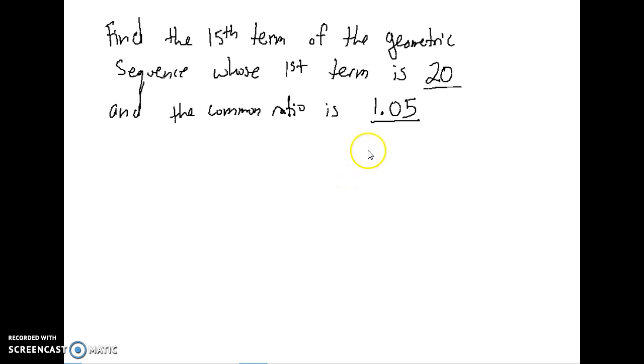So there are two ways that we could go about doing this. We can either say, here's 20, there's my first term. I need to find my second term, my third term, my fourth term, my fifth term, dot, dot. I could do that until I get to my 15th term. So I could basically just multiply 20 by 1.05. Or I can just quickly set up an equation and maybe just use my calculator. So that's what I'm going to do.